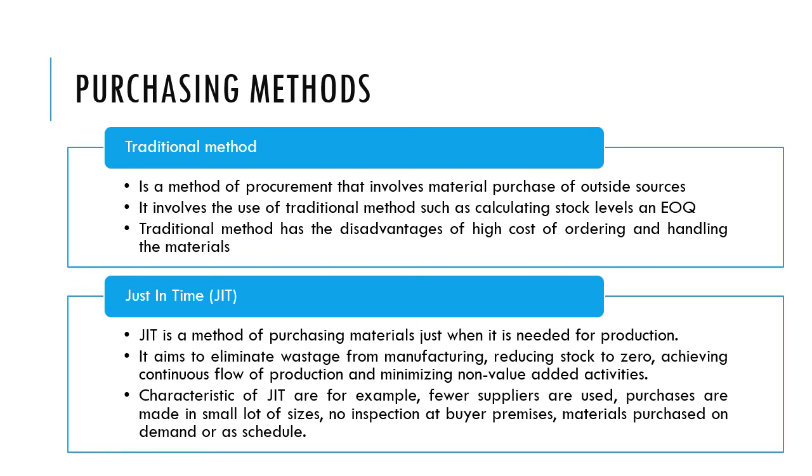The JIT aims to eliminate wastage in manufacturing, reducing stock to zero. We don't want to maintain any holding costs. We want to have zero stock. It also aims at achieving continuous flow of production, meaning that when the production department wants the material, the supplier will immediately send the product, and at minimizing non-value added activity.